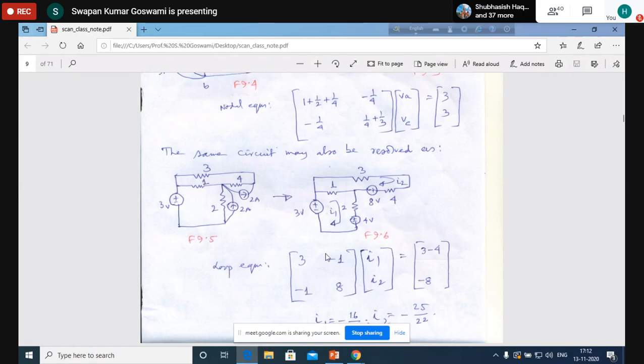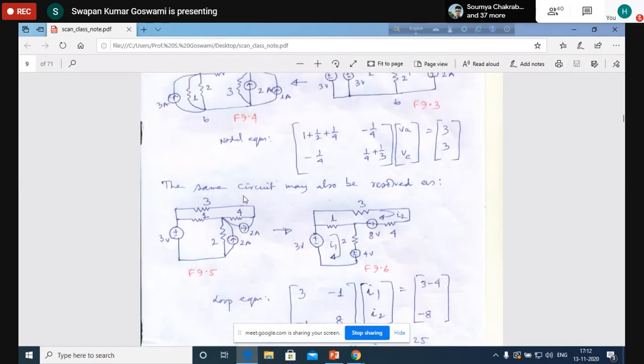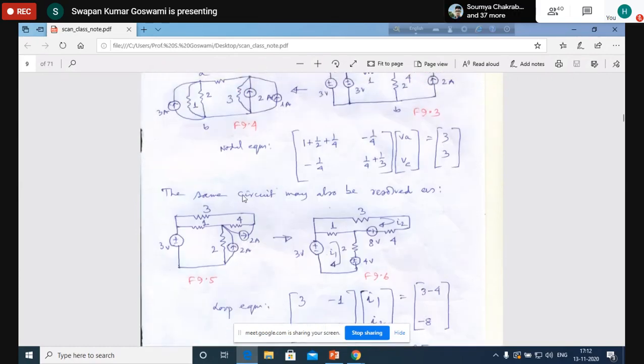Okay, so the purpose of showing this here was that even if a voltage source is not having series impedance, we can convert the voltage source into a current source. Even if a current source is not having a parallel impedance, that source can be converted into one or more voltage sources, and we can write the equation as required.